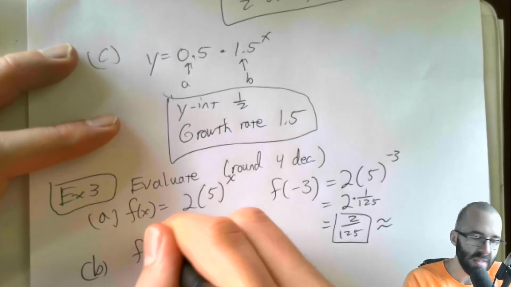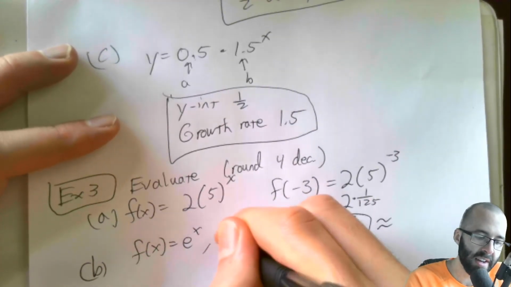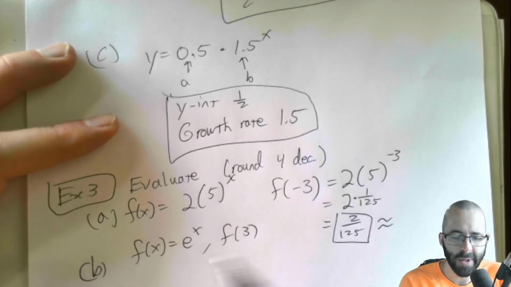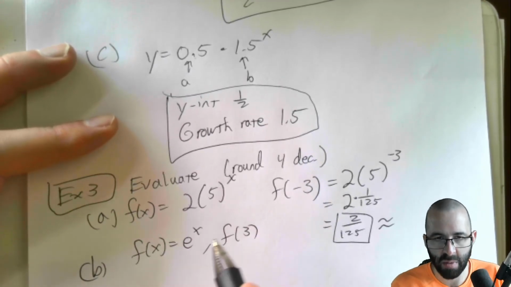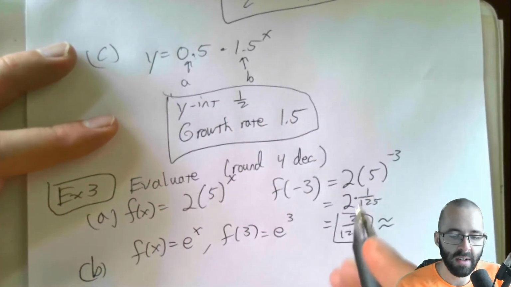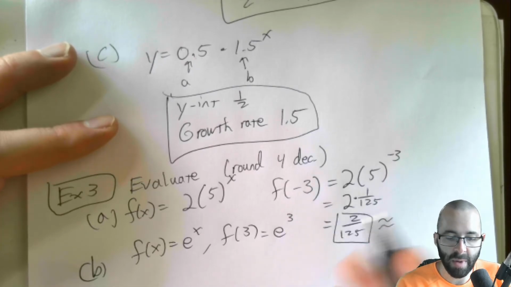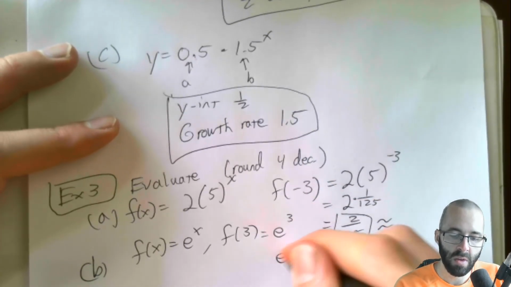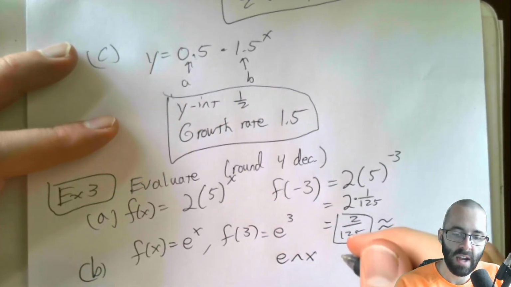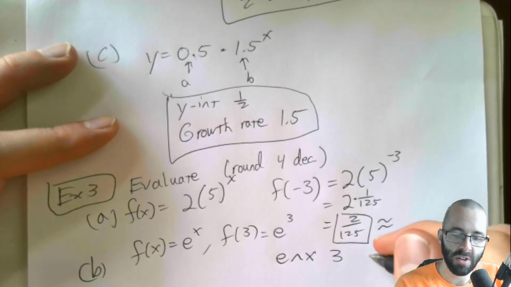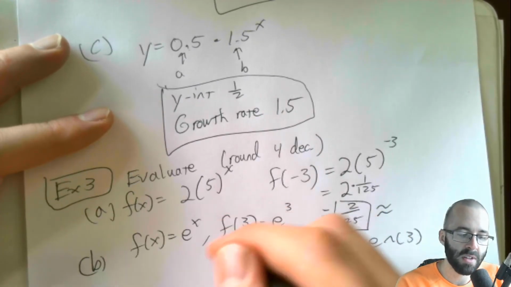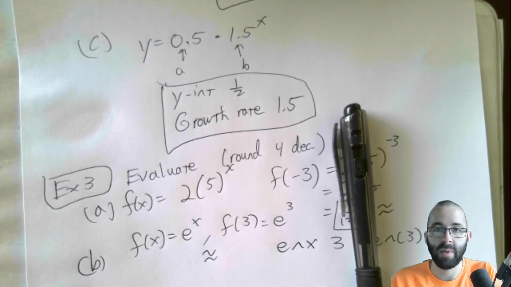Part B, f of x is equal to e to the x. Find f of 3. We haven't talked about e yet, not in this video, but it felt natural to include this problem here anyway. So again, you just do the same thing. You plug in 3. Your calculator should have an e to the x button. On a calculator, find the e caret x button, and then type in 3 after that. It should look like e raised to the 3. e cubed. And this one you will definitely have to approximate.